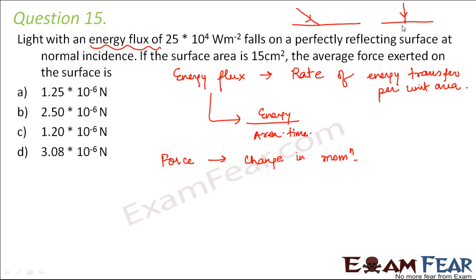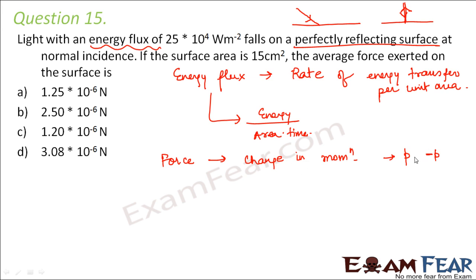Now when the light is incident on the surface, let's say that the momentum was P. Now when the light gets reflected from the surface, because it is a perfectly reflecting surface, whatever light falls on it, the entire light gets reflected back as well. When the light gets reflected back across the same path, again the light has some momentum P, but this time it is in the opposite direction, so it will have a momentum minus P.